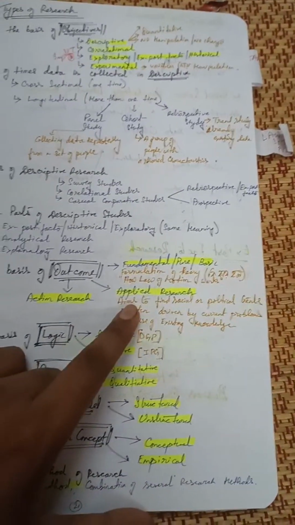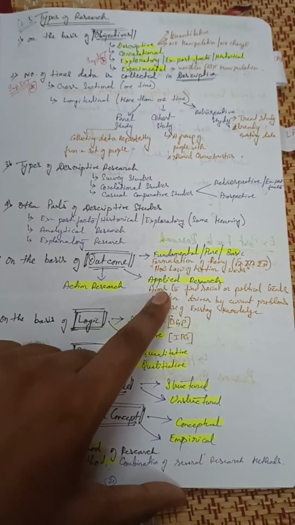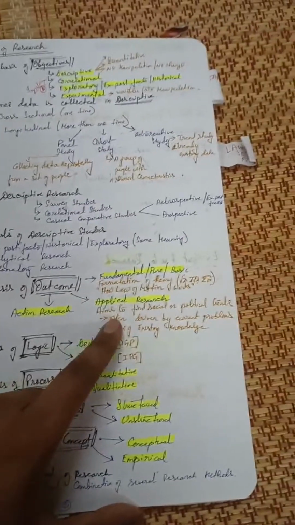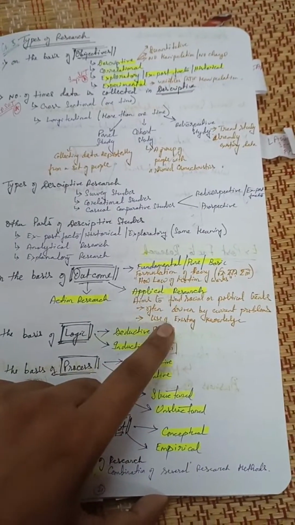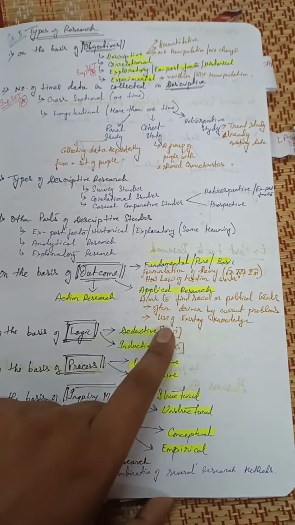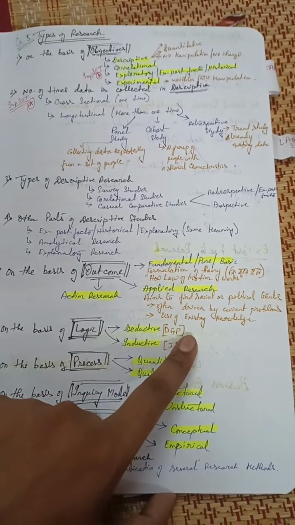Applied research, on the basis of outcome, aims to find social or political trends, often driven by current problems, using existing knowledge. And we have action research.